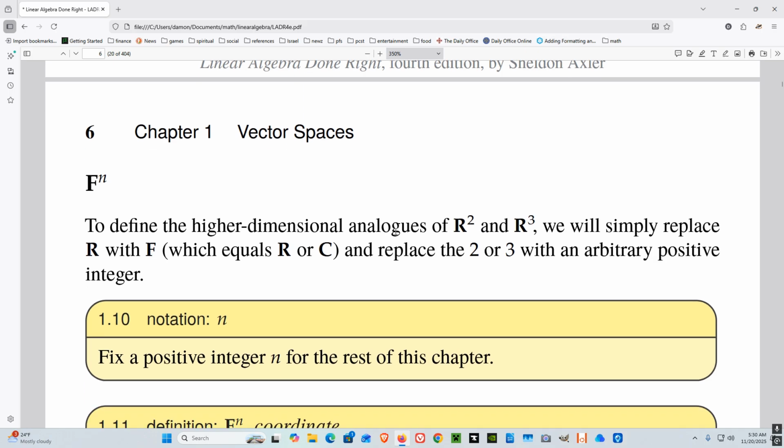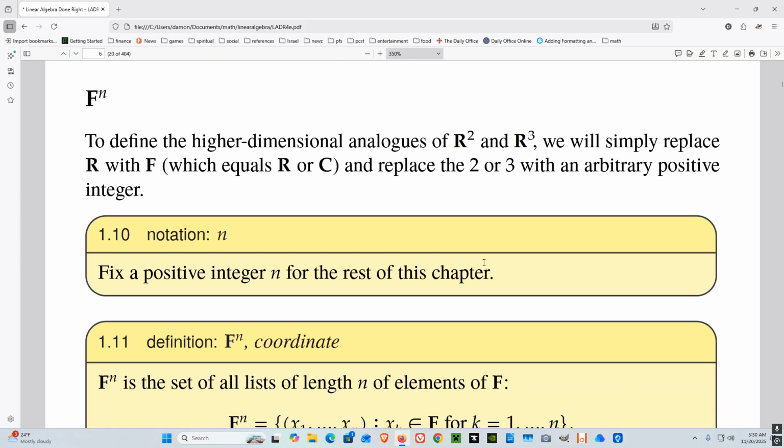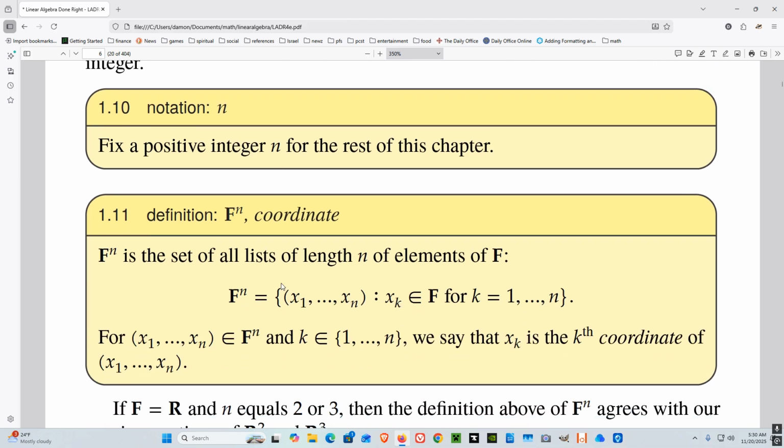F to the n. I'm going to stop soon. To define the higher dimensional analogs of R squared and R cubed, this is kind of what we've been leading up to, where F to the n is probably going to be a list of length n, right? We will simply replace R with F, which equals R or C, and replace the 2 or 3 with an arbitrary positive integer. So the notation: n, fix a positive integer n for the rest of this chapter.